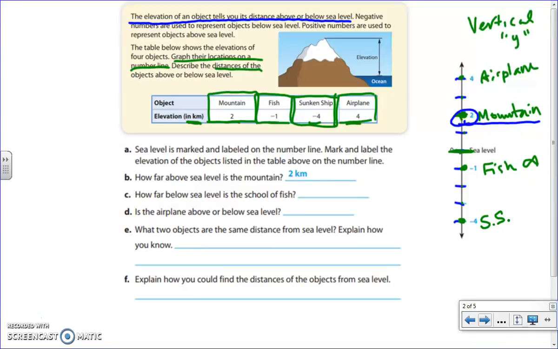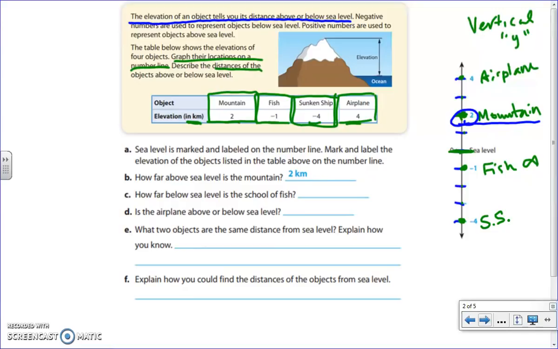How far below sea level is the school of fish? Now, I tried to make this point in your last example video, I believe, about how distance is not a negative distance. Even if I drive my car in reverse, I'm still going space. There's still space there. And so we never represent distance as a negative number.